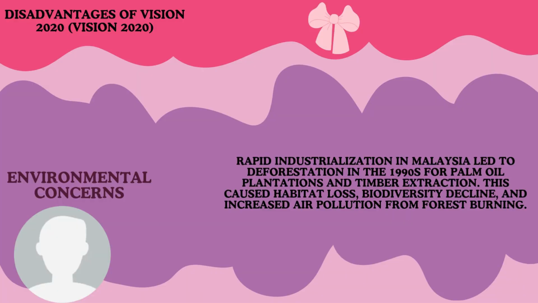While Vision 2020 brought many advancements, it also had its downsides, especially in terms of environmental impact. To keep up with rapid industrial and economic growth, Malaysia saw large-scale deforestation during the 1990s. Forests were cleared mainly for palm oil plantations and timber extraction. This aggressive development caused serious environmental issues. Natural habitats were destroyed, leading to the loss of biodiversity and threatening wildlife species. In addition, forest burning contributed to severe air pollution, which affects both the environment and public health.